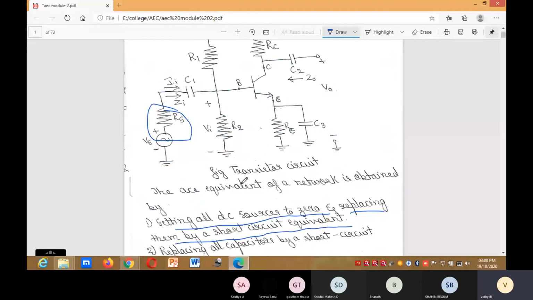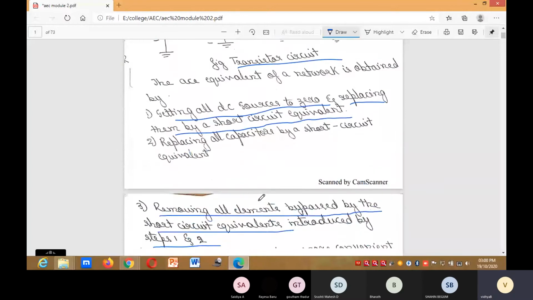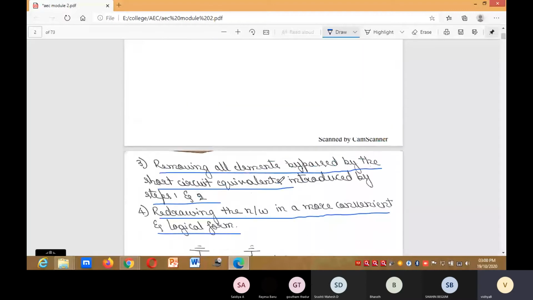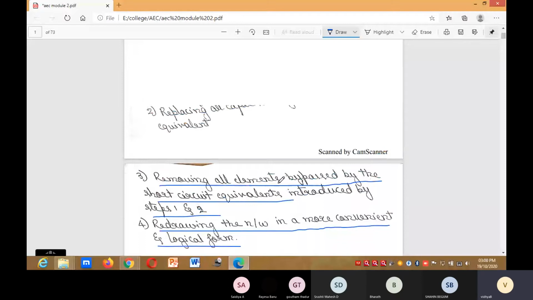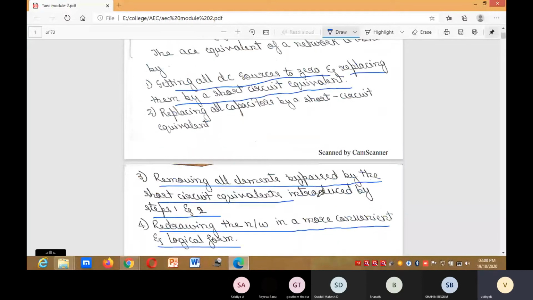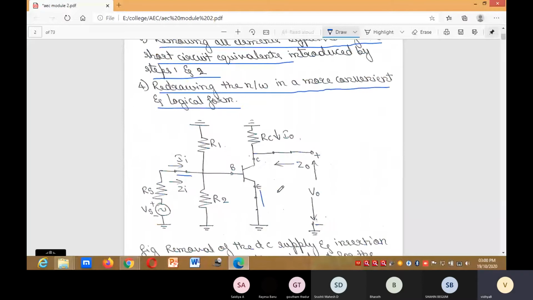This is the transistor circuit diagram. Now we shall draw the AC equivalent circuit. In this case, removal of the DC supply and insertion of the short circuit equivalent for the capacitors. Here, you can observe C1, C2 and C3. Okay, there are three capacitors, so three short circuits.